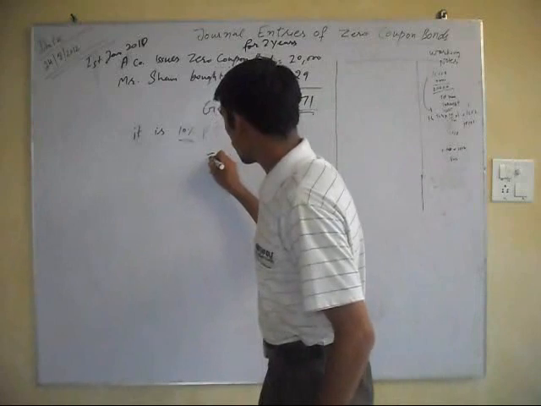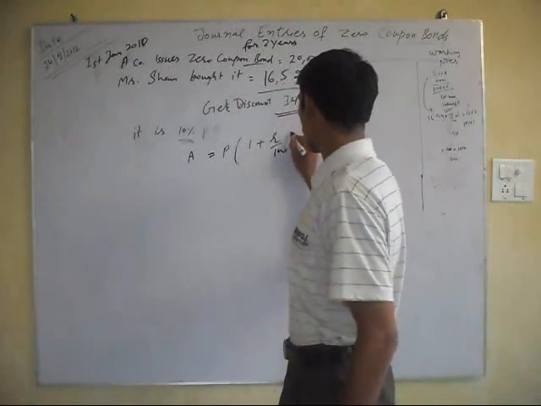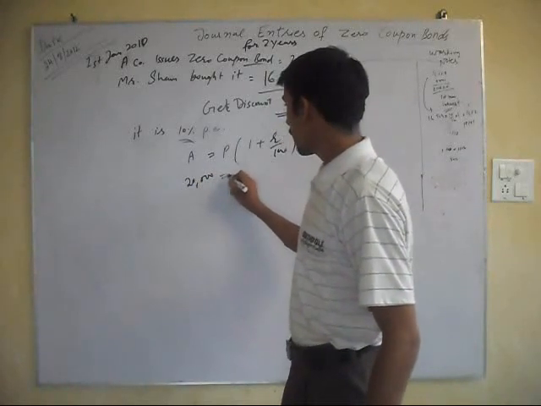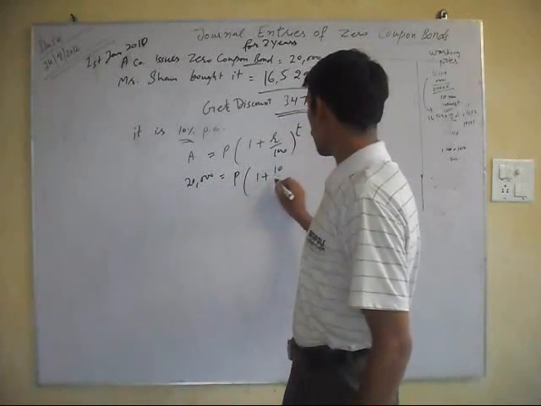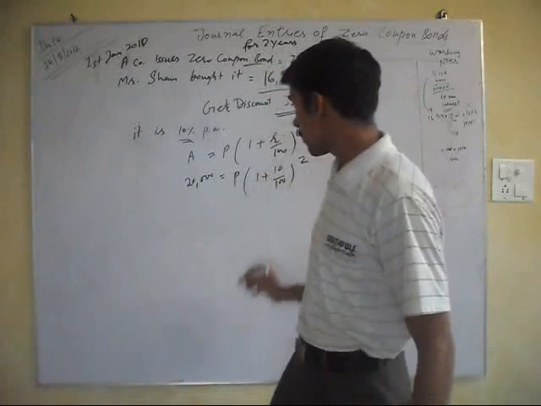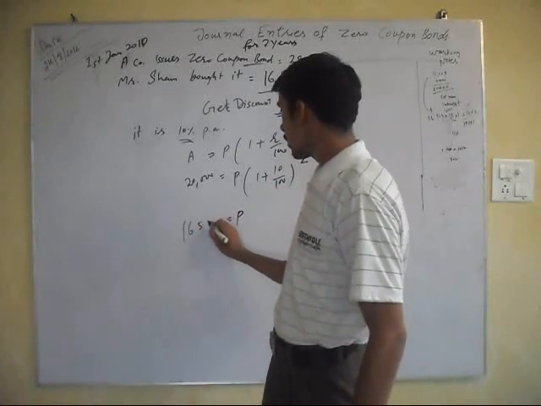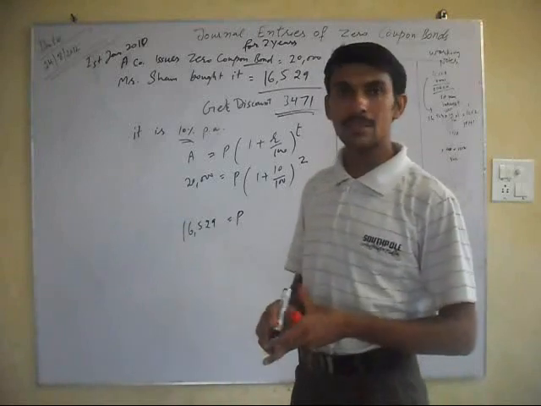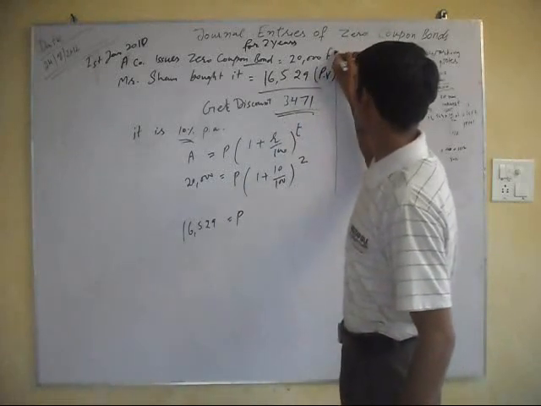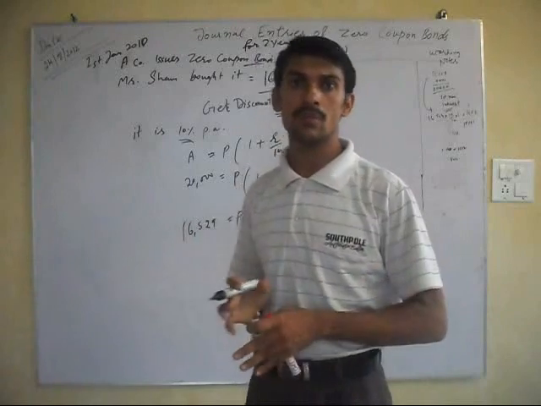So just applying the formula, the amount A equals P into (110 over 100) to the power t, where the amount is 20,000, and this is P, and t is 2 years. We will see the principal will be 16,529. So the company is just getting the present value, PV, and 20,000, which is the face value, is the future value.